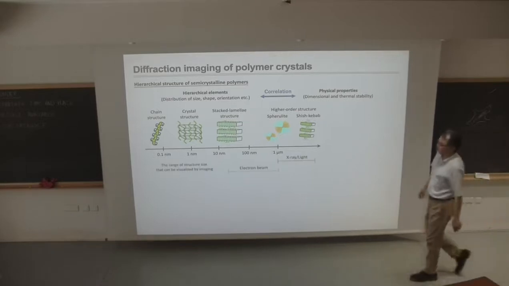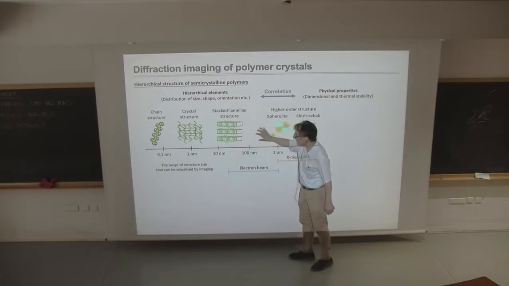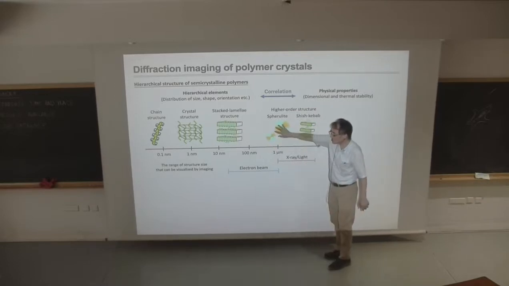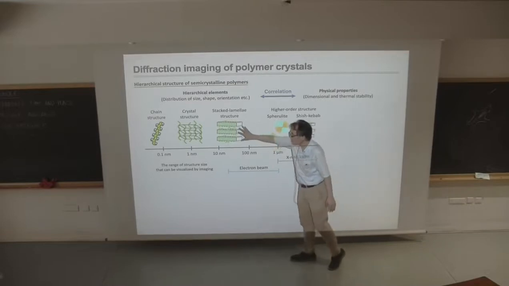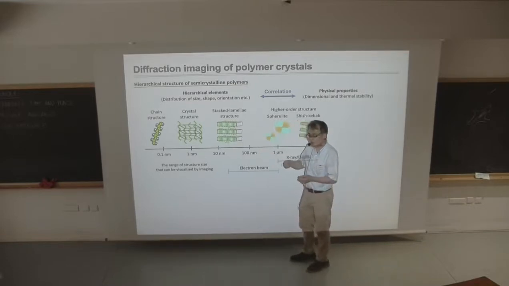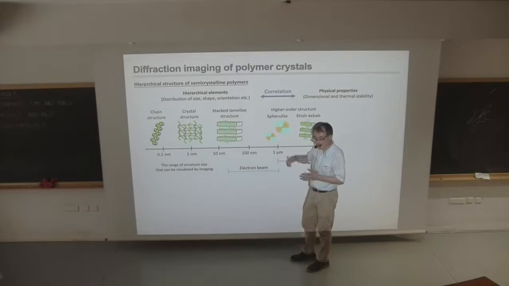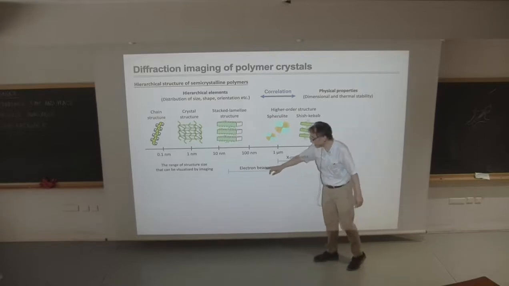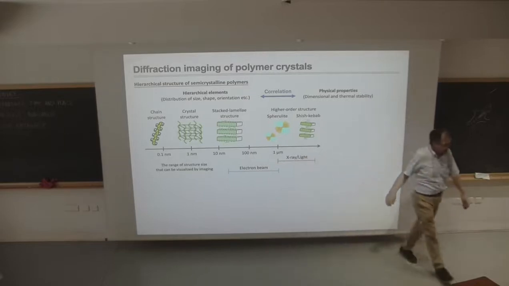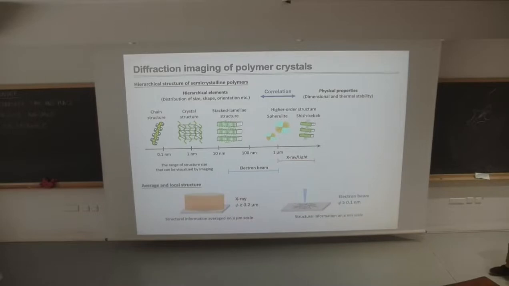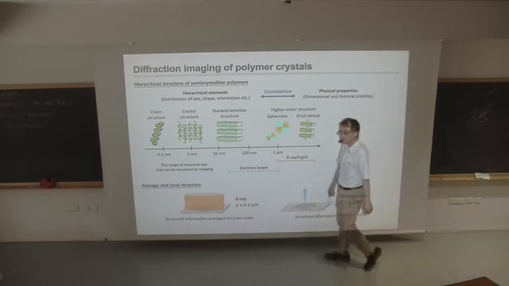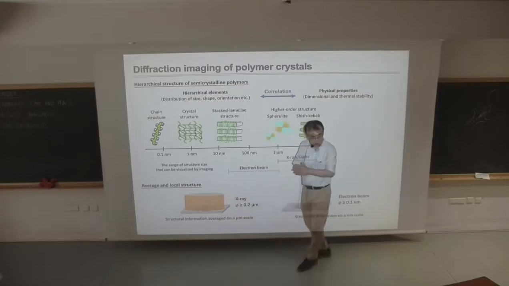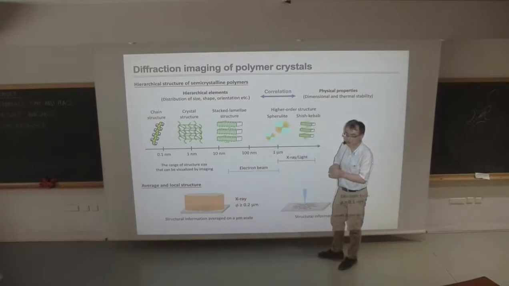But for the smaller structure, between here and here, there's not much knowledge. So the question is how this stacked lamella aligns in space to make this higher order structure. It's not so obvious. We would like to image that. Okay, so there are two ways: using X-ray or using electron. Okay, X-ray. Even though you go to the big facility, the beam size is typically down to 1 nanometer, maybe a little bit more, a little bit less.